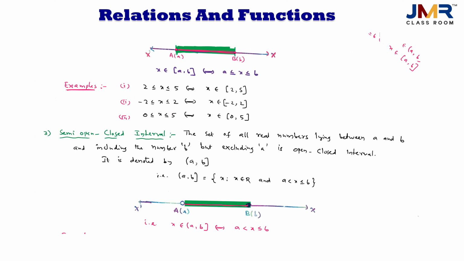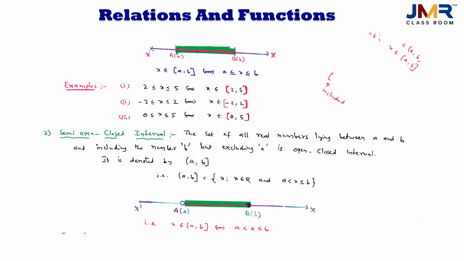How can you write it in interval form? x belongs to [2, 5], with a closed bracket on the left side and a closed bracket on the right side also. These brackets are very, very important. Otherwise, your solution will be wrong. -2 ≤ x ≤ 2, then you have to write x belongs to [-2, 2]. 0 ≤ x ≤ 5, x belongs to [0, 5], as 0 and 5 are also included. This means the value is included.